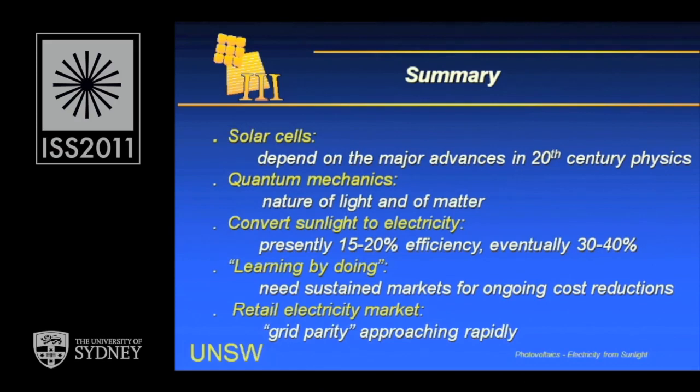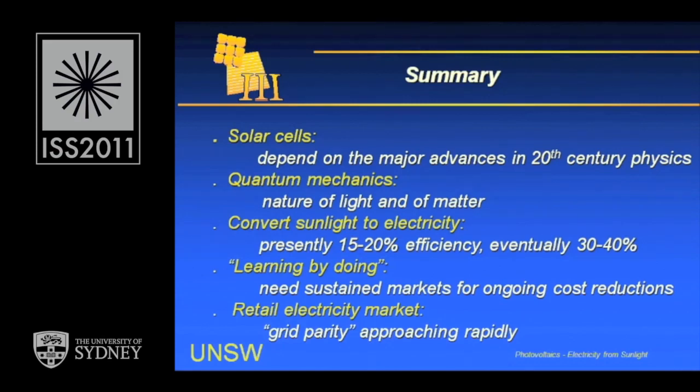I just want to summarise and see that I made all the points I was intending to when I prepared the talk. But as I've tried to explain, solar cells depend upon a lot of the developments in physics that occurred within the 20th century, particularly the first half of the 20th century: the understanding of the nature of light, the development of quantum mechanics, the understanding of materials like silicon, how their properties could be explained by quantum mechanics and so on. The solar cells convert sunlight to electricity.